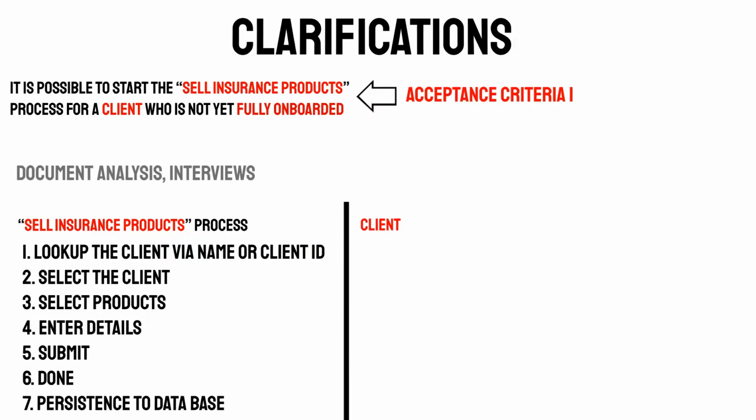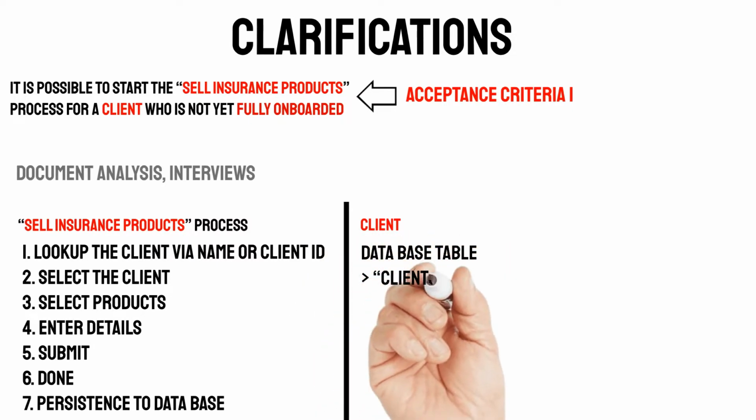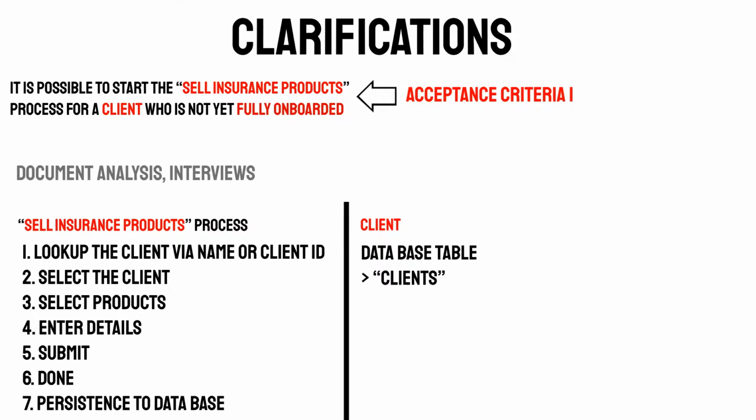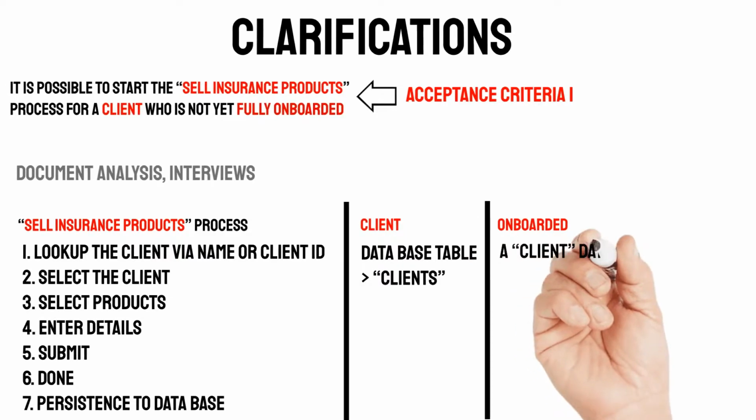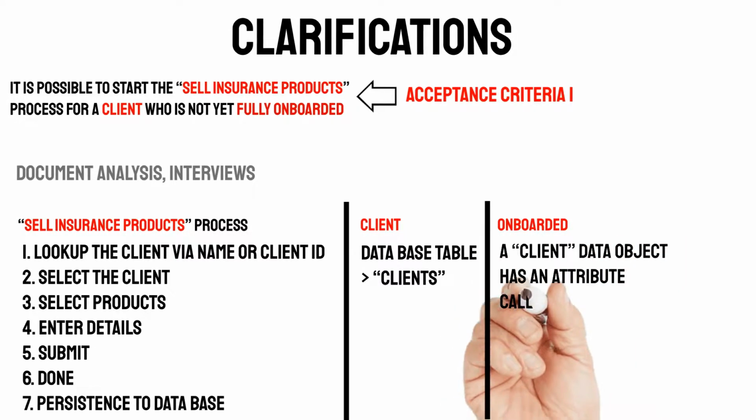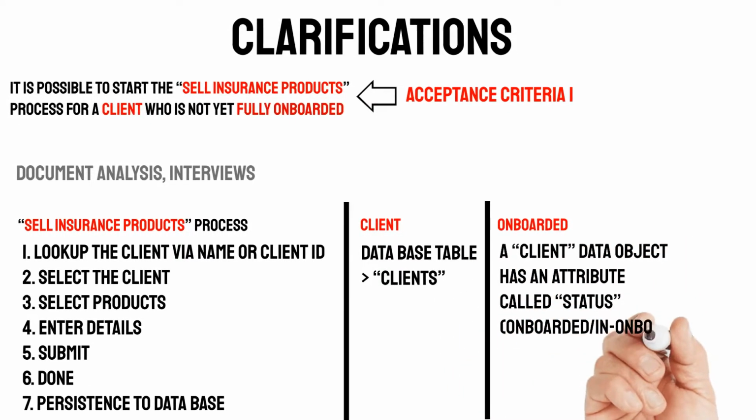Then the question, what is a client on a data perspective? Basically, it could be that the database has a table called clients and every client is in this database. And now the question, what does it mean to be onboarded? A client data object has an attribute called status. And if the status is equal to onboarded, then it means you're onboarded. If it's in onboarding, it means you're not yet fully onboarded.